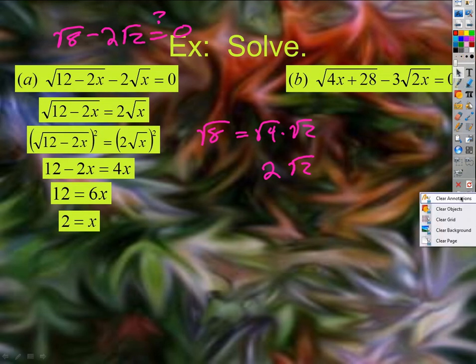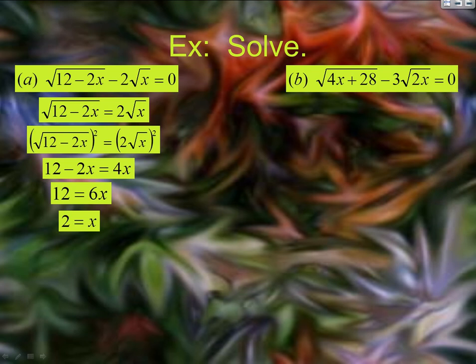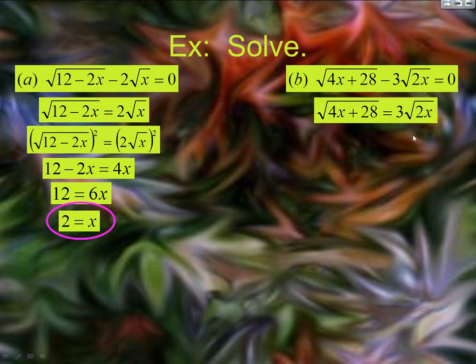What about this side? Same deal, really, isn't it? You add. So I'd add this term to the other side. Add the 3 times the square root of 2x. Square both sides. What am I going to get on the left? Yeah, 4x plus 28. Just cancel the radical.